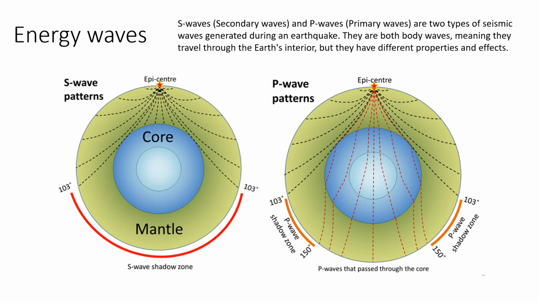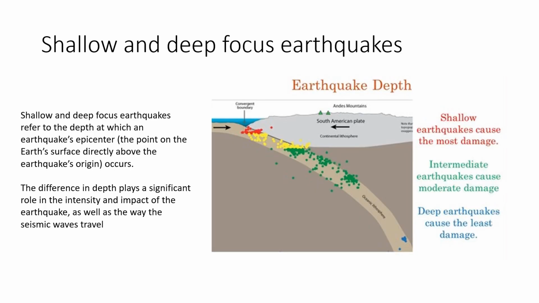P waves move quickly and can be detected, and don't cause as much shaking. Because they're detected, they enable scientists and governments to give warnings. It may only be 10 or 20 seconds, but it's enough for people to take refuge before the S waves hit, and those S waves bring the shaking and cause the damage.